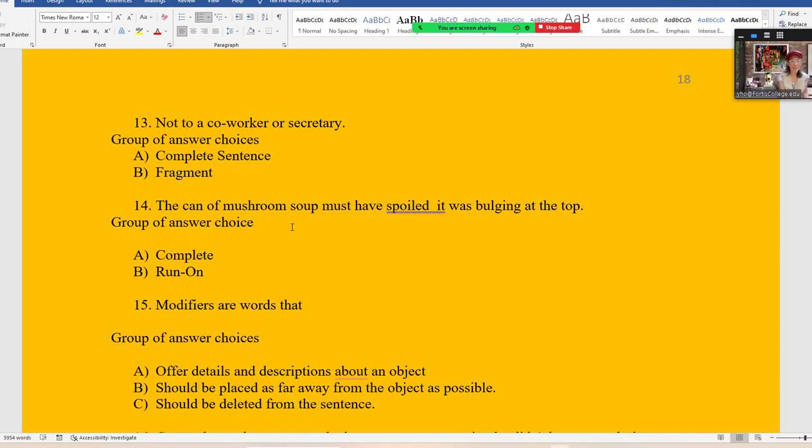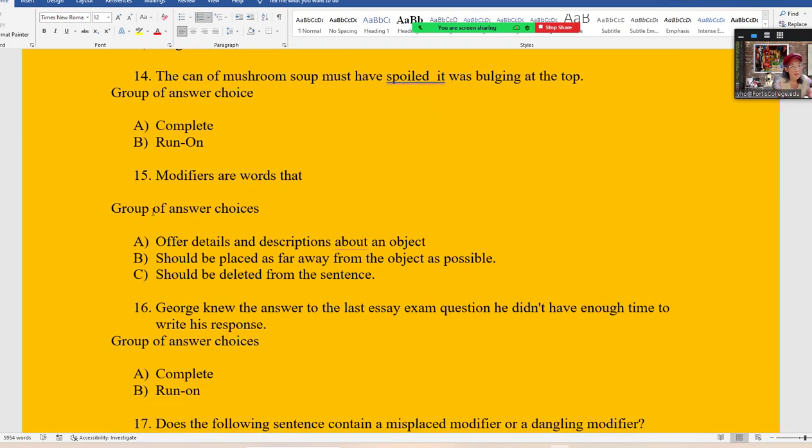Number 14, the can of mushroom soup must have spoiled. It was bulging at the top. Is that a complete sentence or a run-on? Yeah, you can tell because the red lines want you to correct it. I think it wants a period there. Anyway, modifiers are words that, A, B, or C.